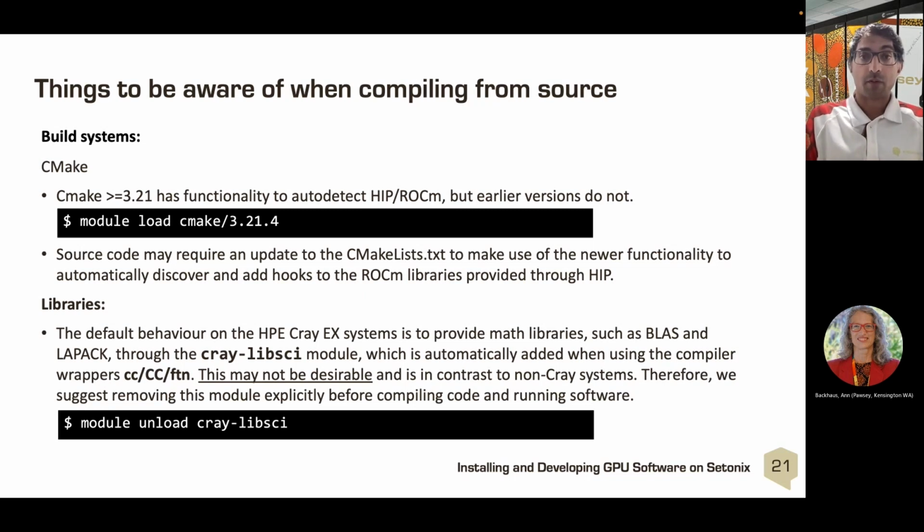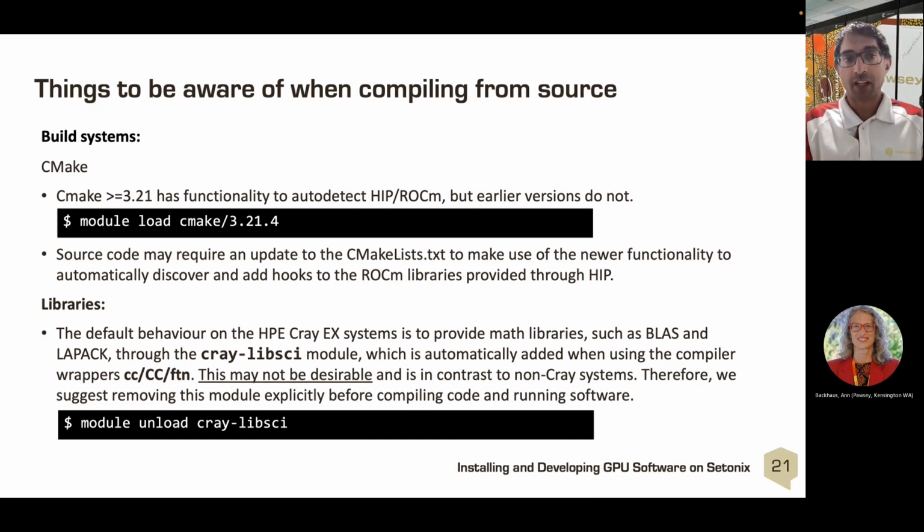The subtle one here for things to remember is libraries. So the default behavior on HPE Cray systems, and that's XE systems as well, but that's all Cray systems, is that math libraries such as BLAS and LAPACK were provided through the Cray libsci module, and that was automatically always loaded when using the compiler wrapper. So by default, if you look at when you log into Setonix, you'll notice that cray-libsci is a default module. That's quite different from Topaz, where for the math libraries, you'd have to explicitly load the appropriate ones. Here, by default, they're already loaded, and this may not be desirable.